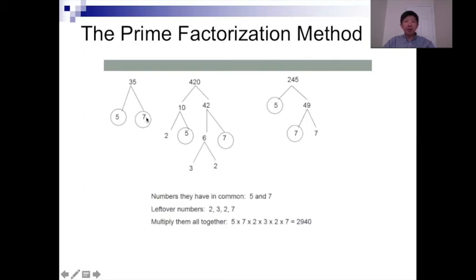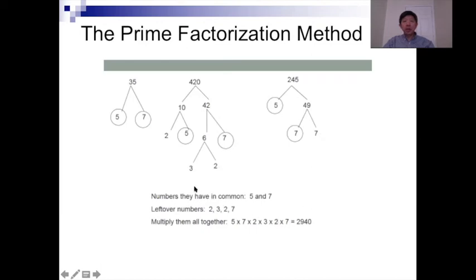And the next step is to find the common factors. 5 is, 7 is, 5 is, 7 is. They are all common factors. So we have 5 and 7 in common. And what's left over? The leftover numbers are 2, 3, and 2, and 7. So we multiply all together: 5 times 7, and 2 times 3 times 2 times 7. So this would be the LCM.